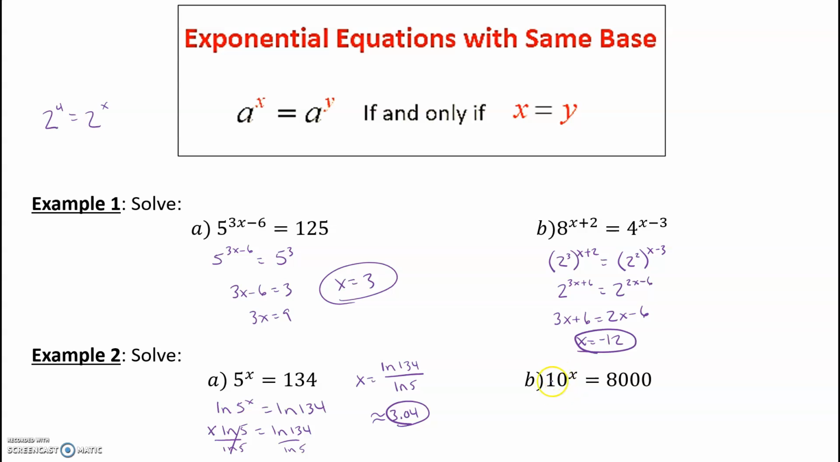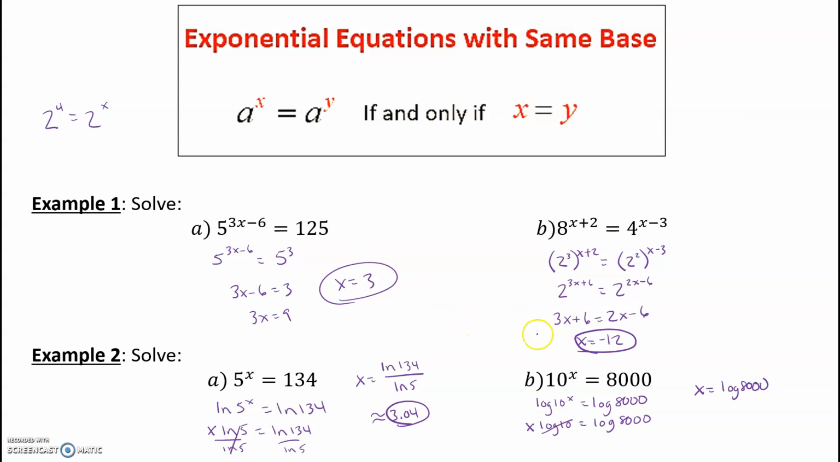You could also use common logs. When I see a base of 10, I want to use a common log. So we're going to say log of 10 to the x equals log of 8,000. Bring that x out front. x times log of 10 equals log of 8,000. And log of 10 is 1. All right, 10 to what power is 10? 10 to the first. So we have x equals log of 8,000.